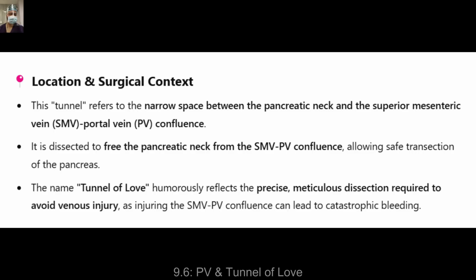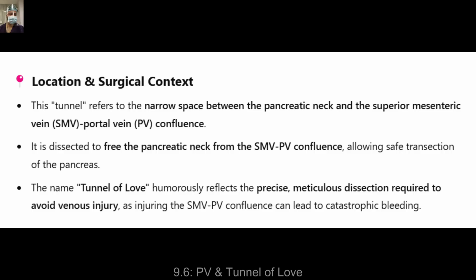It is dissected to free the pancreatic neck from the SMV portal vein confluence, allowing safe transection of the pancreas. The name tunnel of love humorously reflects the precise, meticulous dissection required to avoid venous injury, as injuring the SMV portal vein confluence can lead to catastrophic bleeding and you may have to abandon. So, if you can clear the tunnel of love, then the vein is free most of the time. You can proceed with the surgery.